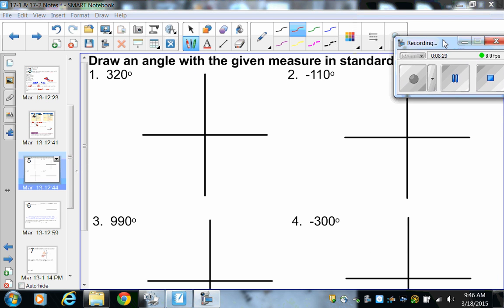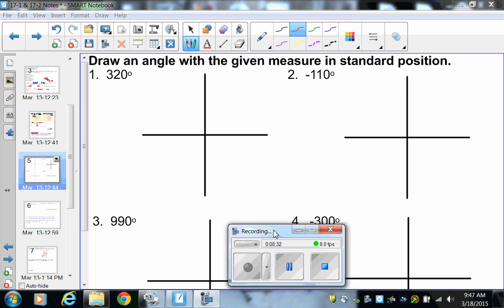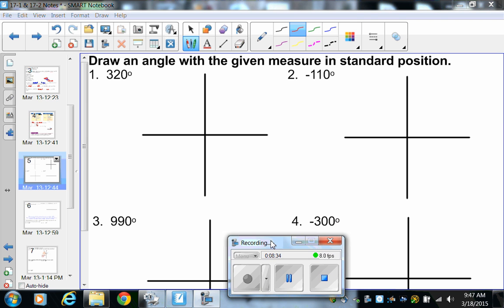So in these examples, it says to draw an angle with the given measures in standard position. So we know that our initial side is going to be on the x-axis. And then we want to go 320 degrees, and it's positive, so that tells me I need to go counterclockwise. So as a reminder, this would be 90 degrees. This would be 180 degrees. This down here would be 270 degrees. And this is 0 degrees, 360 degrees, etc.